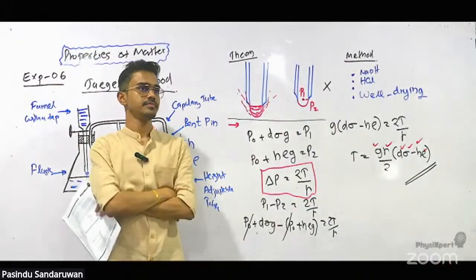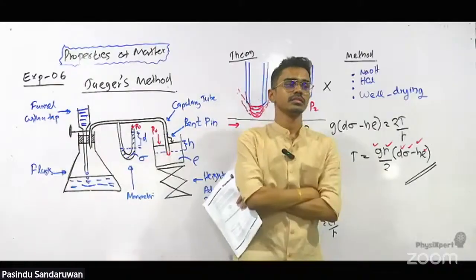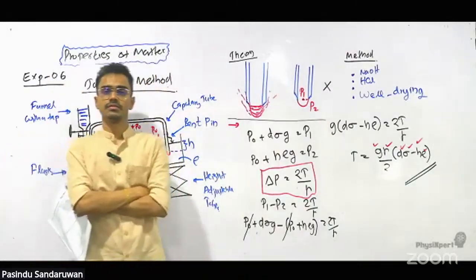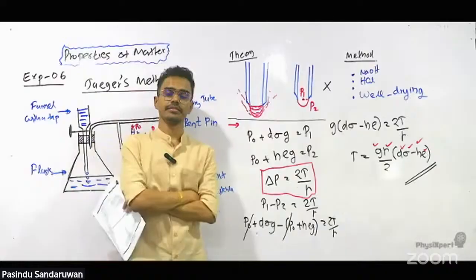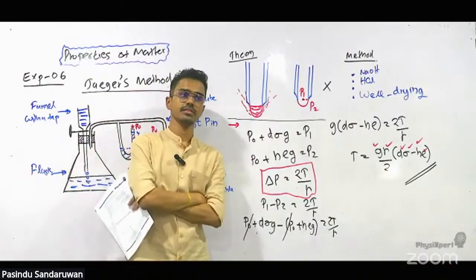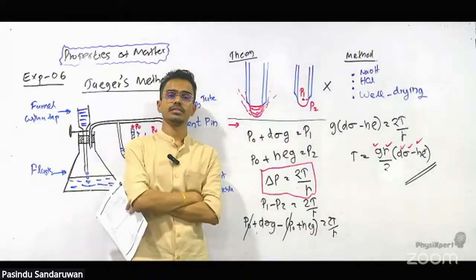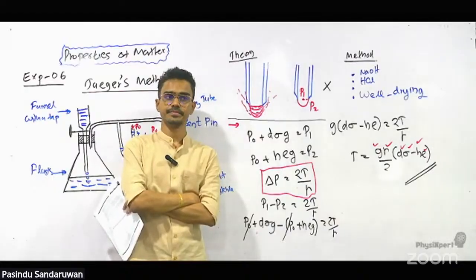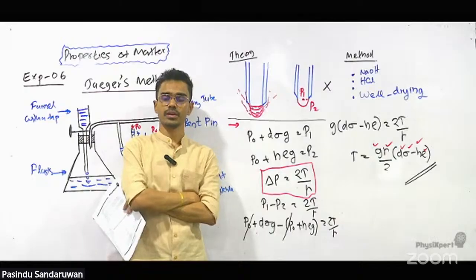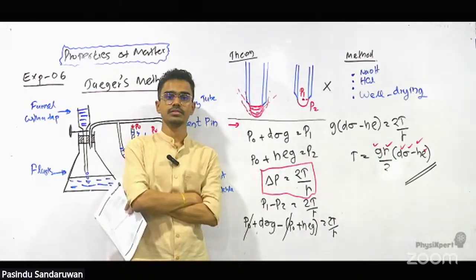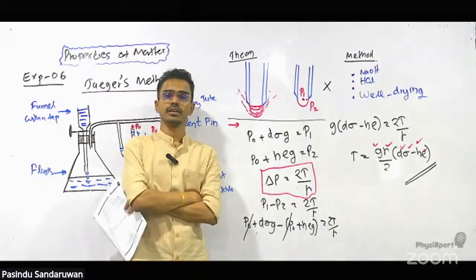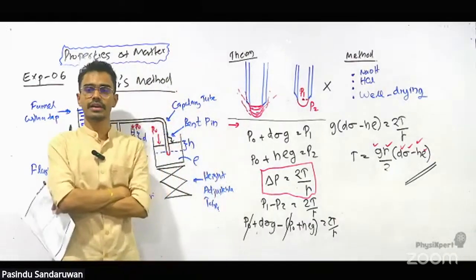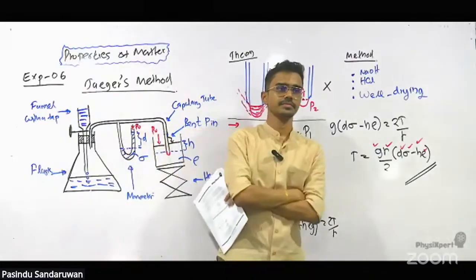Right, next point. Fill the beaker with the liquid of which the surface tension T is to be determined, and keep it on a height adjustable table. Right. Next point.